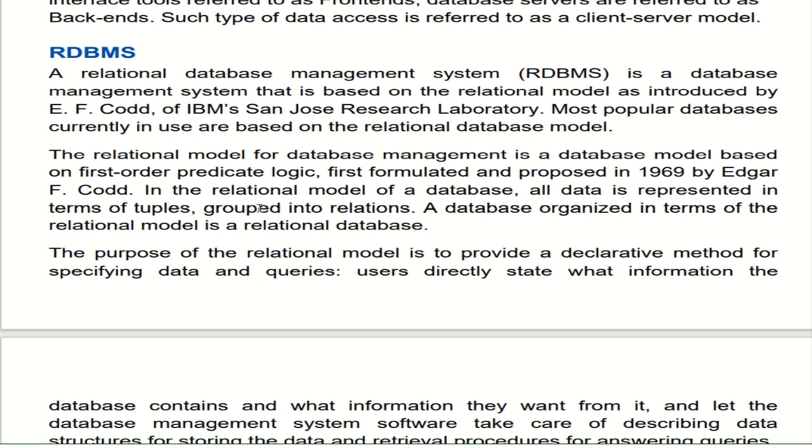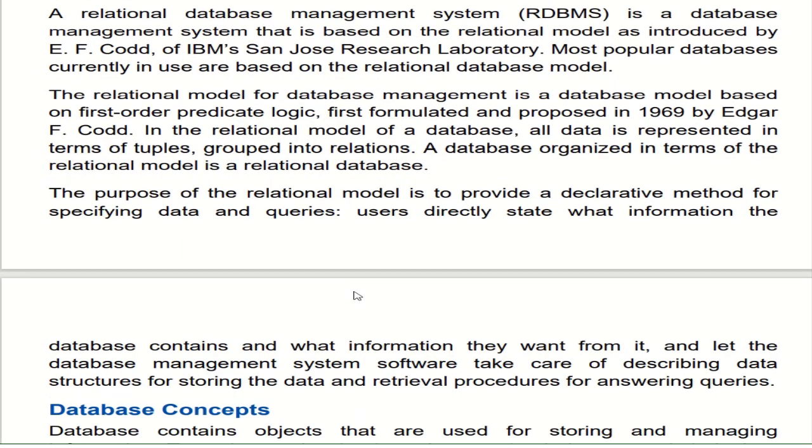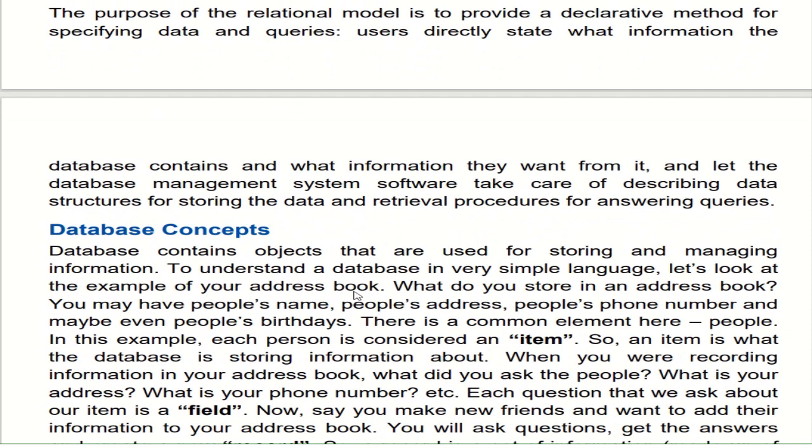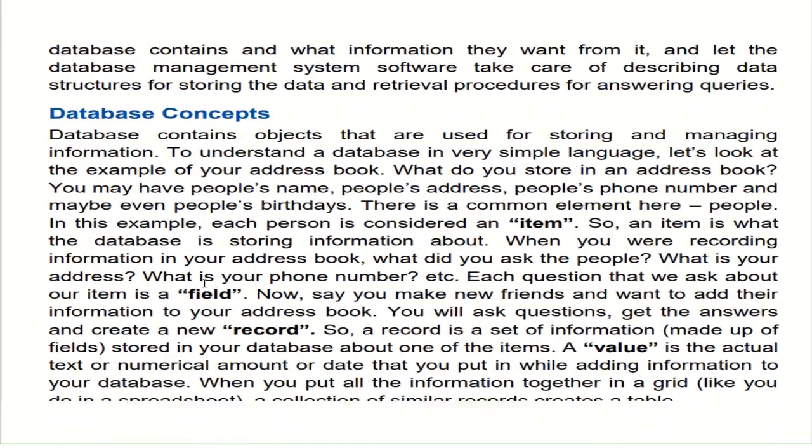The full form of E was Edgar F. Codd. In the relational model database, all data is presented in terms of tuples grouped into relations. A database organized in terms of relational model is a relational database. The purpose of relational model is to provide a declarative method for specifying data and queries. Users directly state what information the database contains and what information they want from it, and let the database management software take care of describing data structure for storing the data and retrieving procedures for answering queries. Now, what do you mean by database concepts?